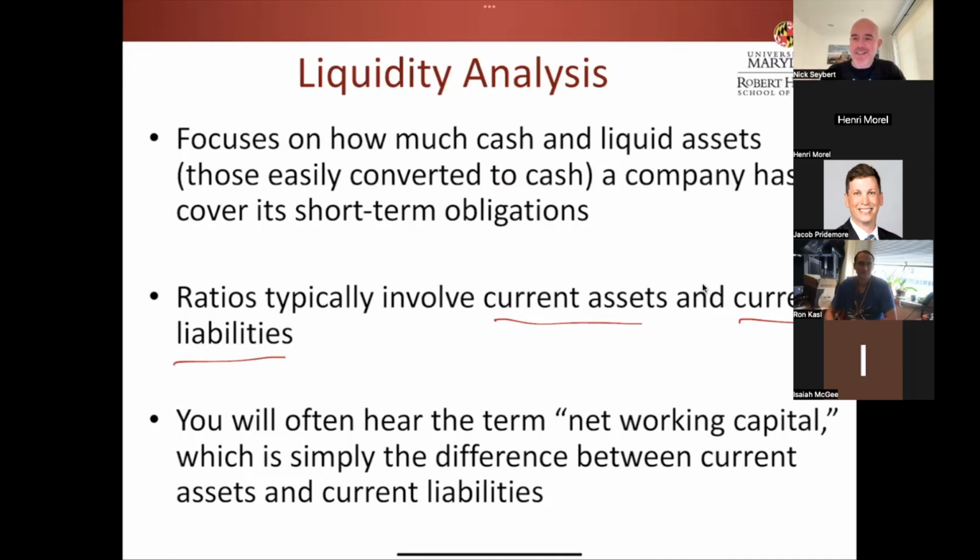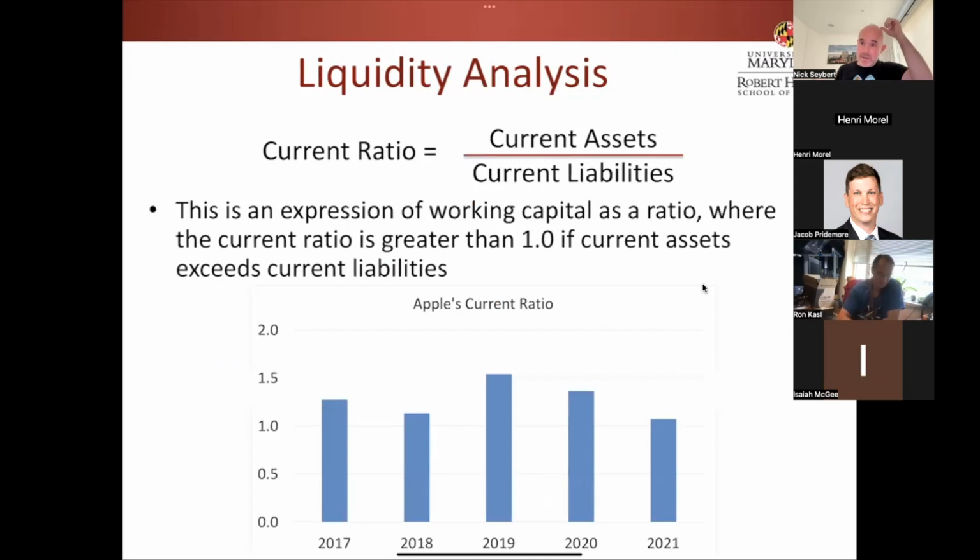I always like to link back to how they talk about stuff in finance classes. In finance classes, you'll hear a lot about working capital or net working capital. Working capital is just current assets and current liabilities. Net working capital is current assets minus current liabilities. So if you want to connect what you learned in the accounting class to how they talk in finance, current assets and current liabilities is working capital. And the first and probably the biggest ratio for liquidity analysis is the current ratio. The current ratio is just current assets divided by current liabilities.